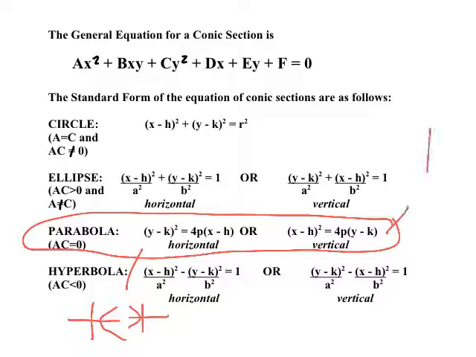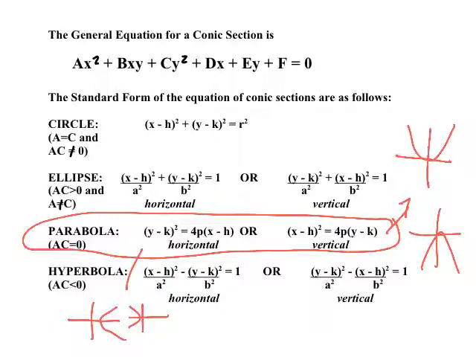Vertical parabolas are the ones you studied when you studied quadratics in Algebra 2, and they can open up or open down. We're going to go through these equations in more detail because they don't look like the quadratic equation form you've looked at before.